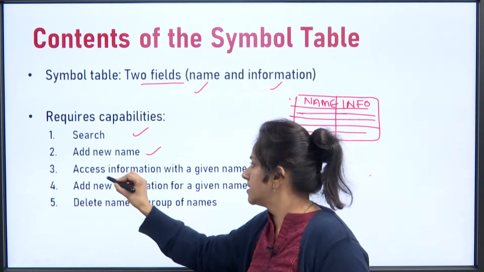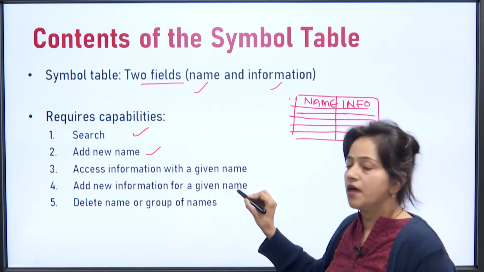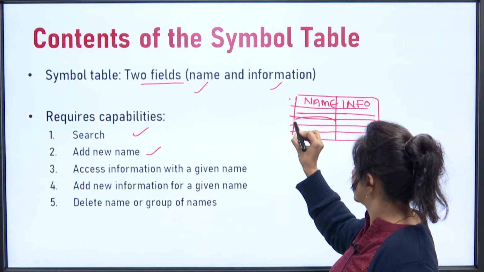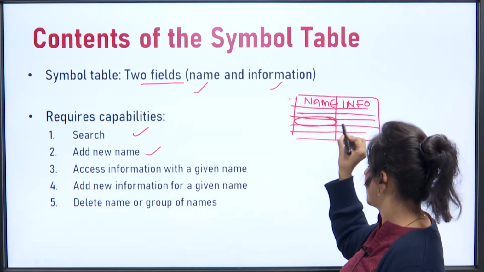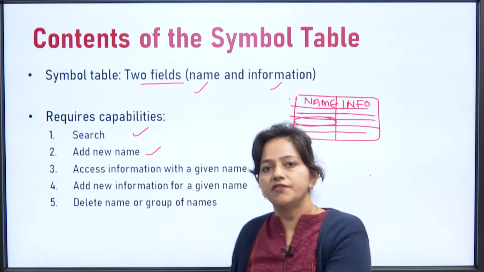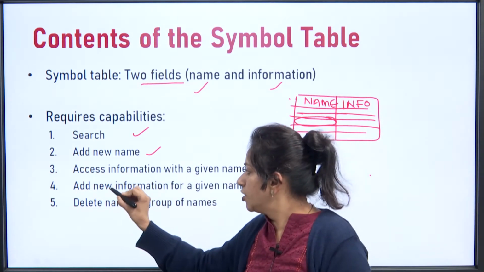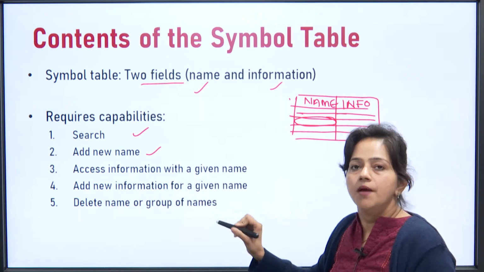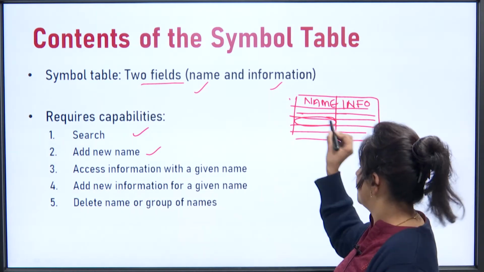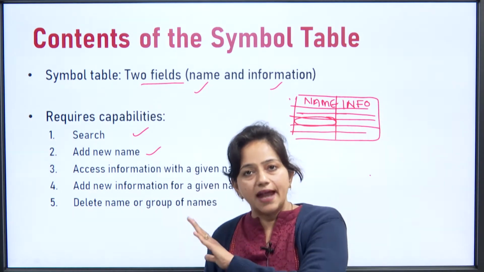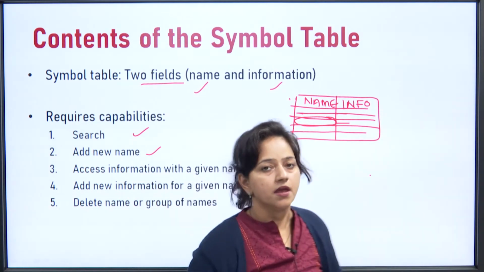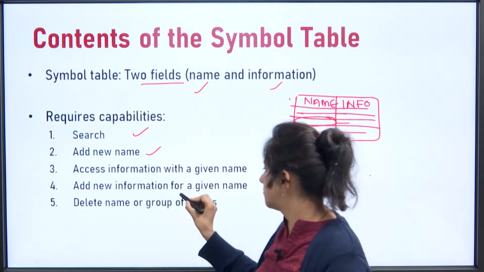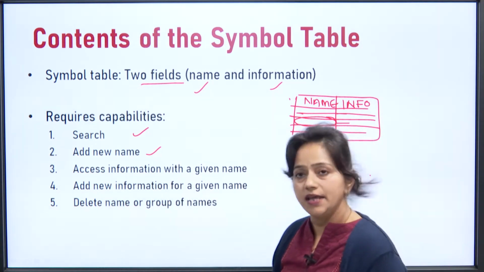Next is access information with the given name. So suppose we need to access the information with a given name. So we are giving the name and we want to fetch the respective information. Now add new information for the given name, meaning at a particular time the name is already there, but we want to add its information with respect to this name. So adding the new information for the given name, or updating also.